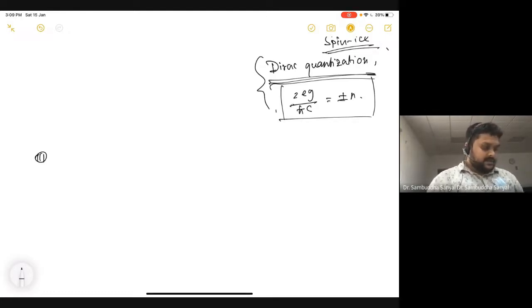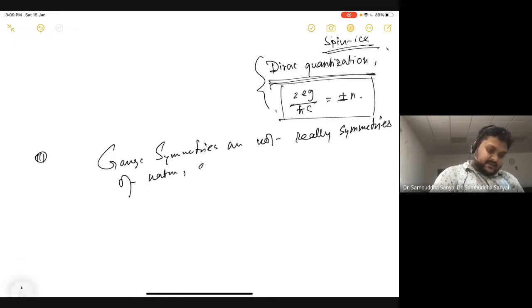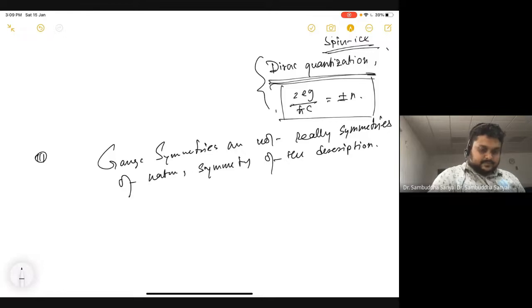So the main point is that gauge symmetries are not really symmetries of nature, but rather a symmetry of the description. And to explain that, he gives an example from an economic model. So the idea is the following. Let me see my notes. How do I write it properly?